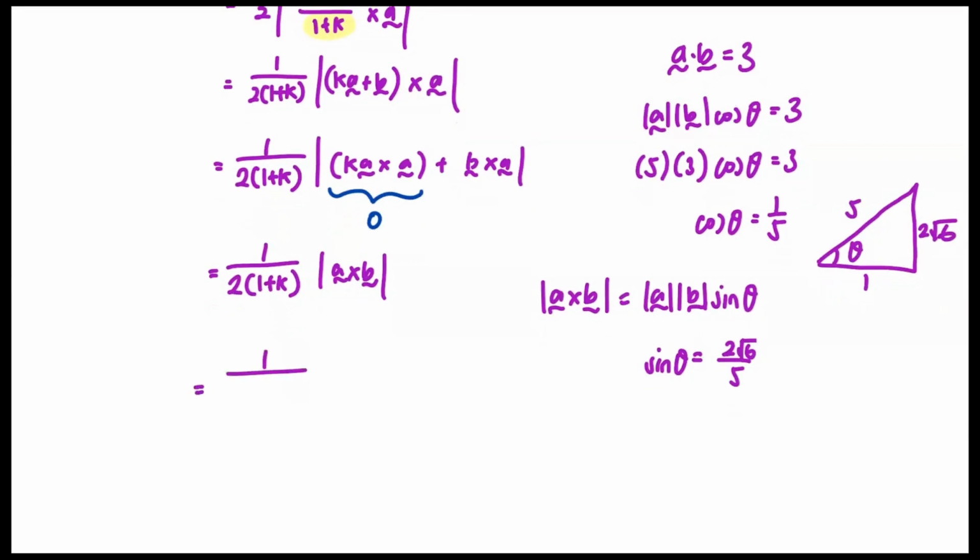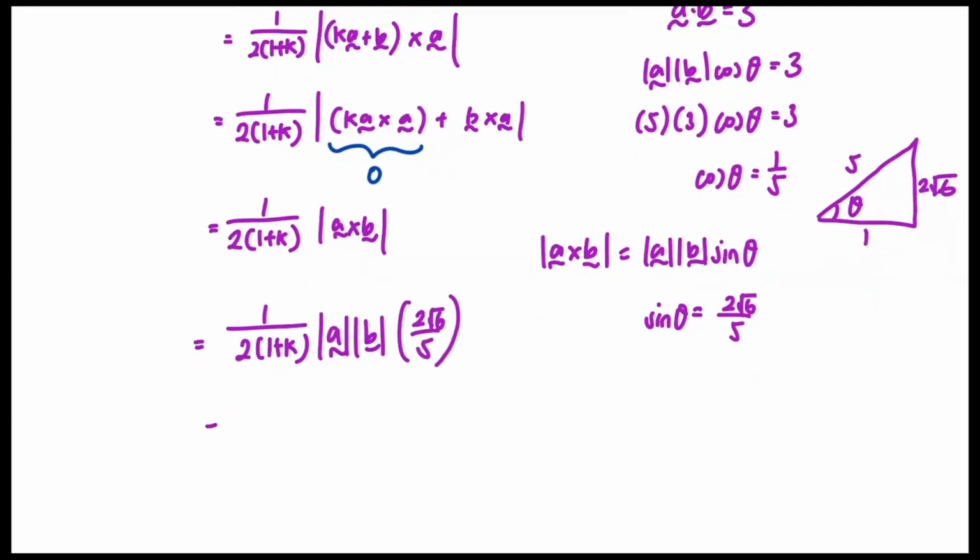Equals to 1 over 2, 1 plus k, mod A, mod B, 2 square root of 6 over 5. Final answer, 3 square root of 6 over 1 plus k. Shown. Of course, we change the A to 5 and B to be 3, obviously. And voila.